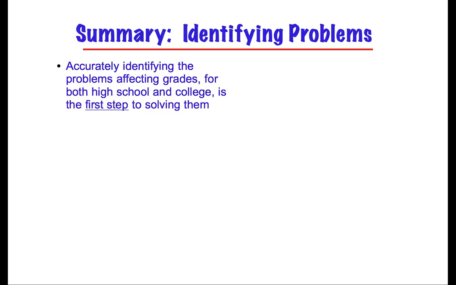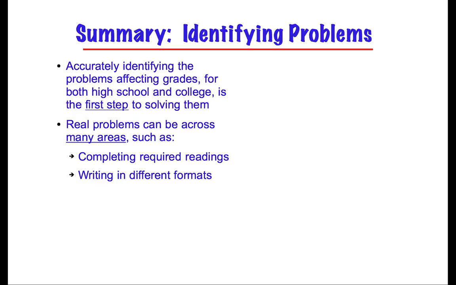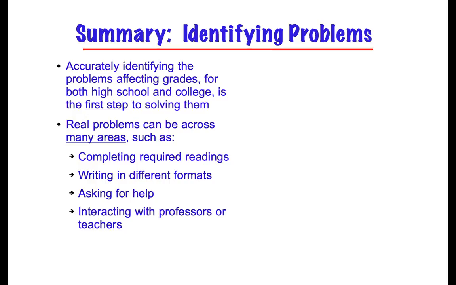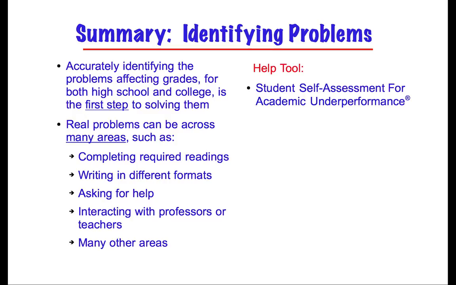So just to summarize, when you're trying to identify problems that are affecting student grades, being able to describe them and accurately identify them is the very first step to solving them. That's going to be the most important. These problems can occur across many areas, like doing required readings, mastering different writing formats, asking for help, interacting with professors, many areas. So again, the help tool that I set up is the student self-assessment for academic underperformance.